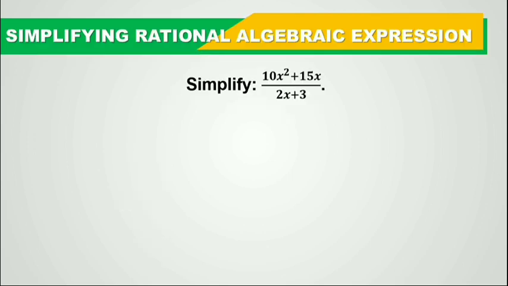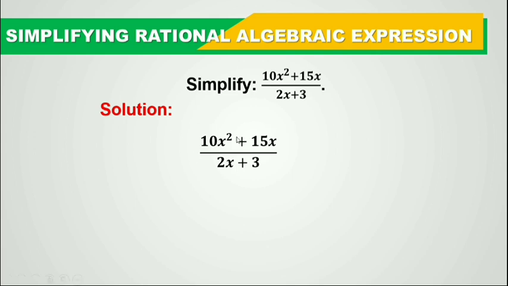So, let's simplify 10x squared plus 15x all over 2x plus 3. So, ito na naman yung rational algebraic expression na isi-simplify natin. So, let's copy this first. And then, you have to look at the numerator. So, tingnan mo itong maigi ang algebraic expression na nasa numerator. So, mapa-factor pa ba ito?